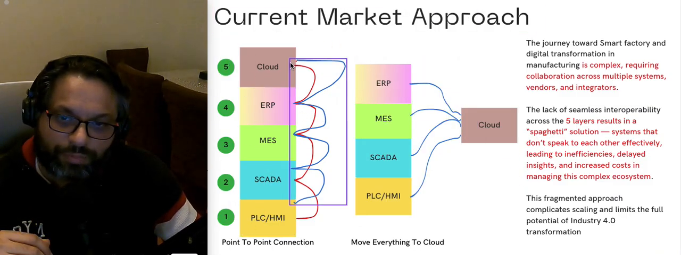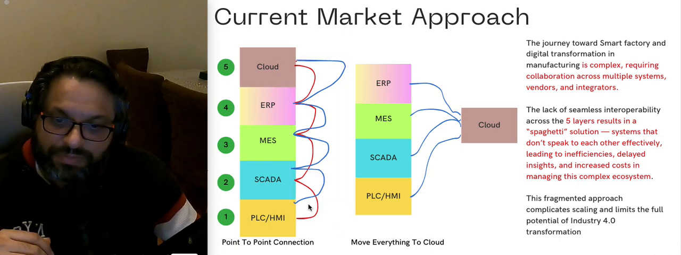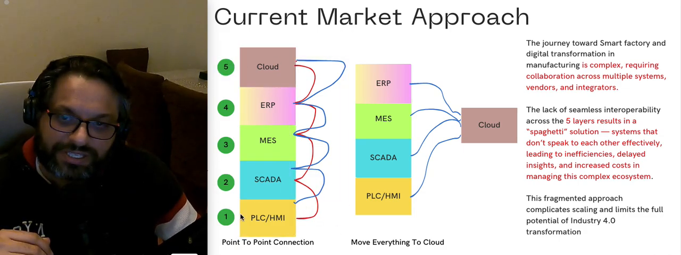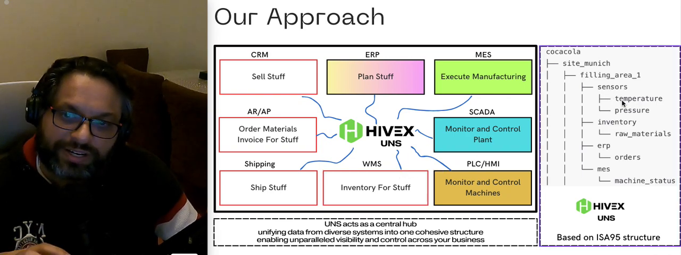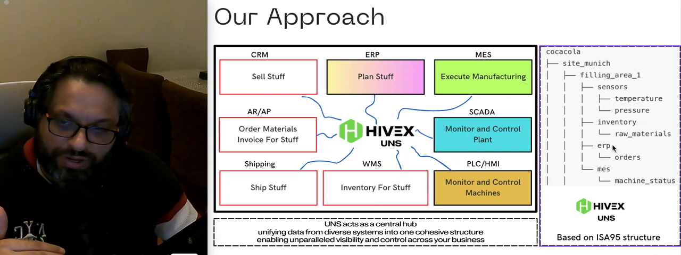So we are not doing any point-to-point integration between these systems. What we're trying to do now is take all of these systems and integrate them with a single layer, but do it in an ISA 95 format. What do I mean by it? Just think of it as a Google Drive.